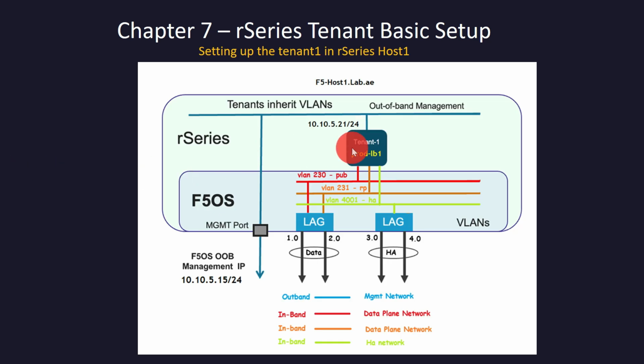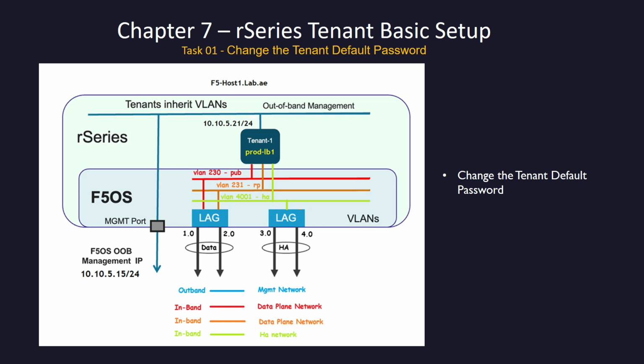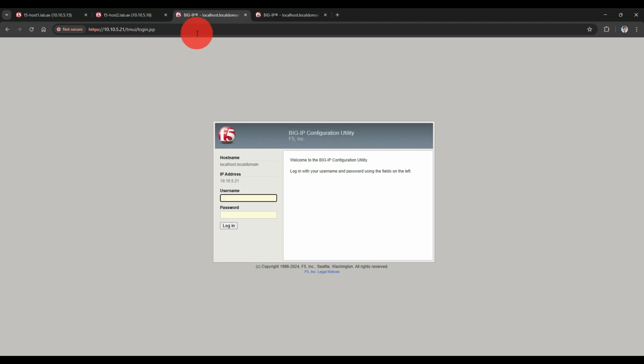We are setting up tenant 1 as prod lb1.lab.ae on rSeries host1.lab.ae. Task 1. Change the tenant default password. Open a new tab in browser and enter the BigIP tenant management IP address. Then press enter. This will take you to the login page of the tenant.